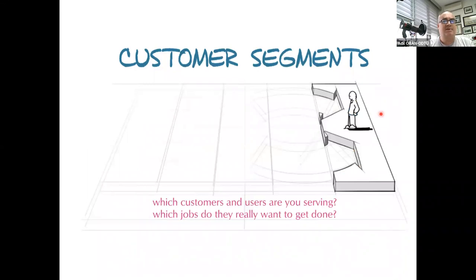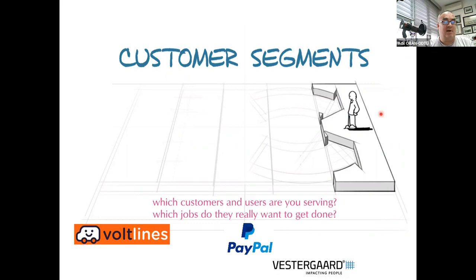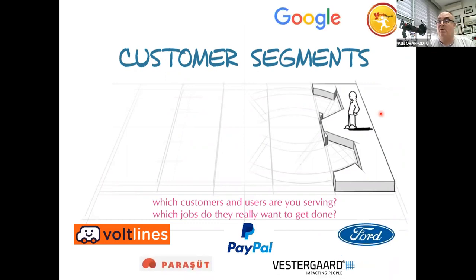So customer segments. I have chosen these five to help us talk about what kind of improvements you can make in your business model. But I also have Google and Yemeksepeti up here in the corner because they're a little different. They're interesting. Google, what are the customer segments that Google is serving? Who is the customer? Well, we tend to think that we are, right? The people that go there and conduct searches.